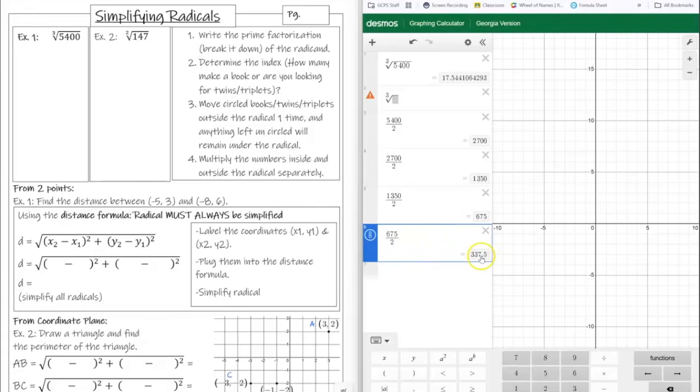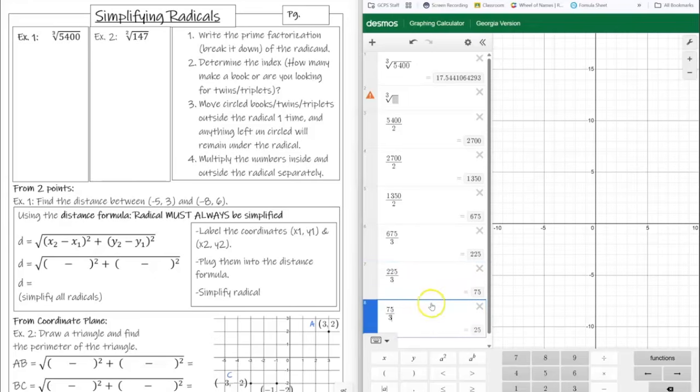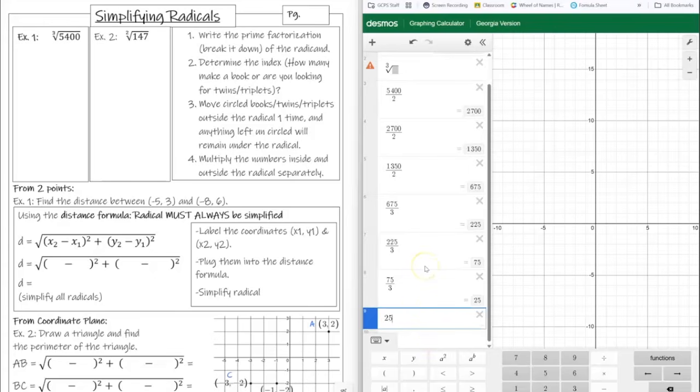That does not work because I get a decimal. So now I'm going to change the 2 to a 3. That does work. Now I start again at 225 divided by 3. That still works. Go to 75 divided by 3. That still works. Go to 25 divided by 3. That does not work because I get a decimal.